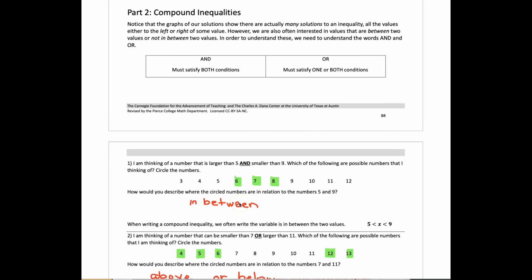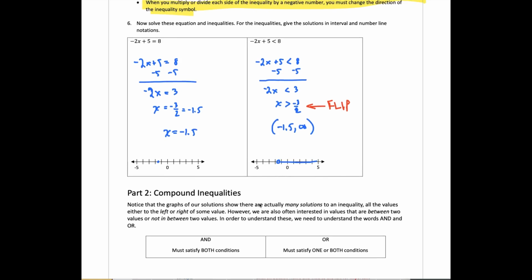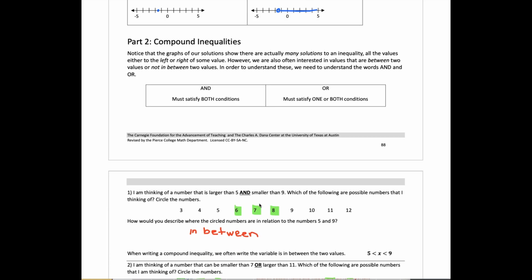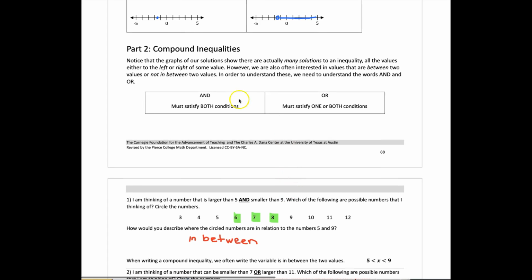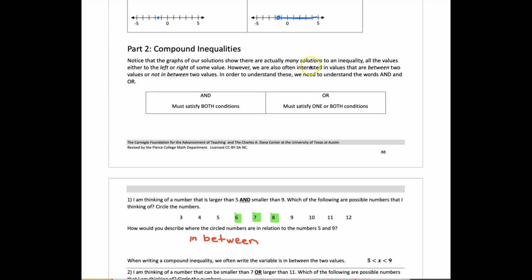Okay, we're now going to look at compound inequalities. So we're going to continue where we left off, inequalities. But now we have situations where we're going to be looking at compound or multiple scenarios, in this case, two scenarios at the same time. And again, remember that inequalities represent situations where you have many solutions to an inequality, so keep that in mind.